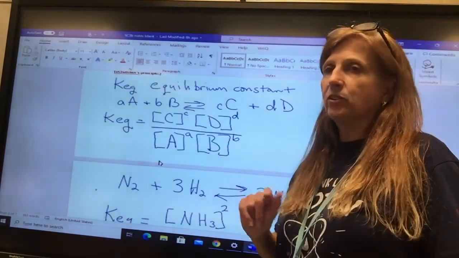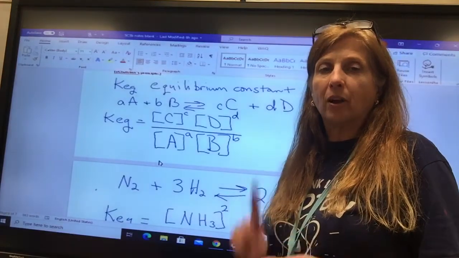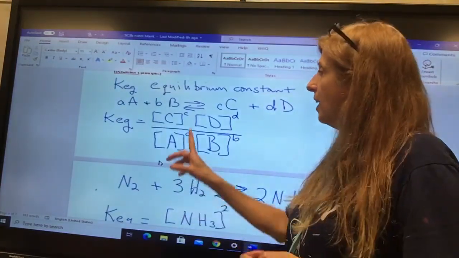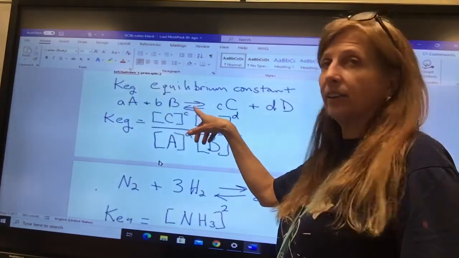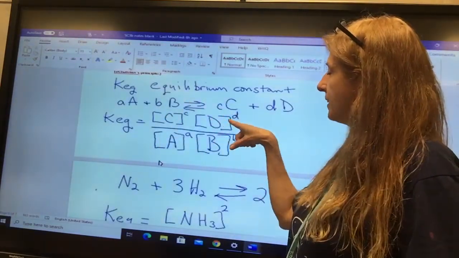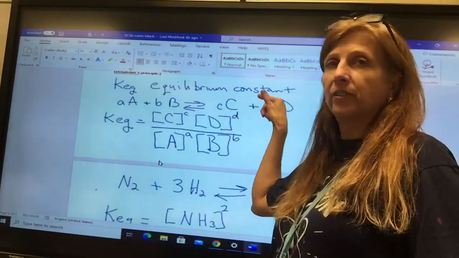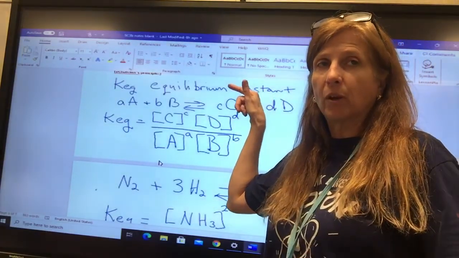You just have to know where to put them and how to raise it to an exponent on your calculator. Remember what parentheses do? Parentheses mean multiply. So we're going to take the concentration of C, raise it to the exponent, and multiply that times the concentration of D raised to its exponent that comes from the coefficient.